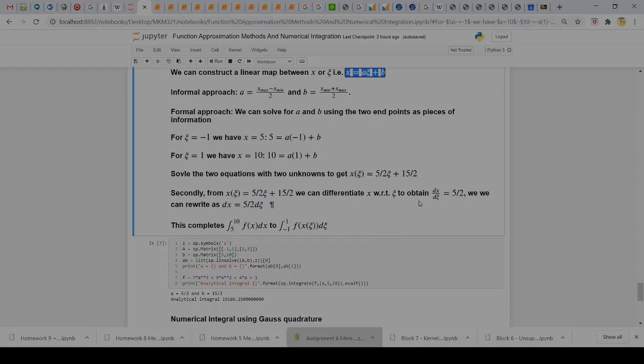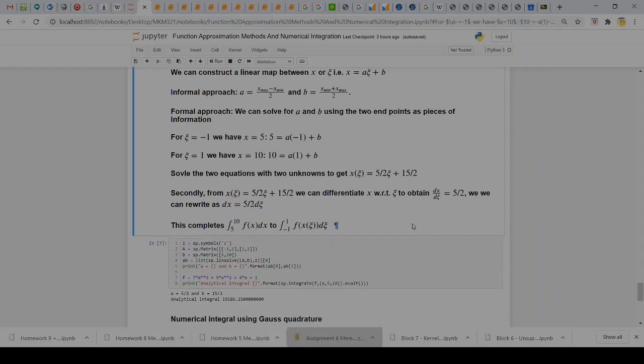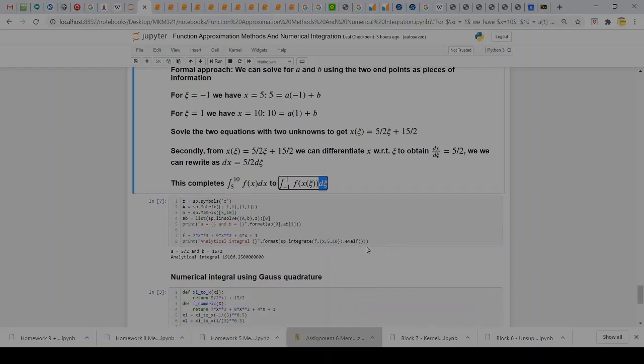So let's differentiate x with respect to psi, so that's dx d psi is equal to 5 over 2. Yeah, and then I can just say, oh, so dx is equal to 5 over 2 d psi by multiplying this d psi across, and there I have my expression for how dx relates to d psi. Now this allows me to say that if I want to integrate f of x from 5 to 10, I can integrate this new x as a function of psi over the domain -1 and 1. And this is what it allows me to do.